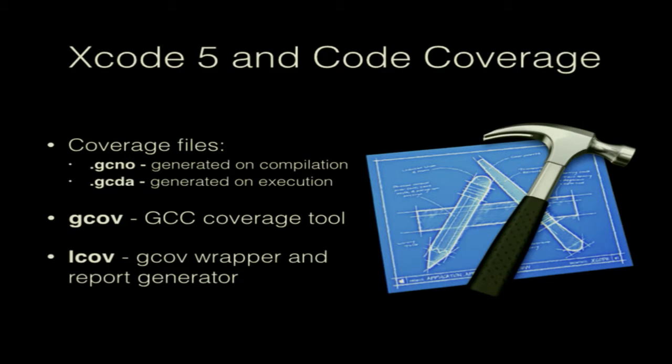And then finally, the last thing I use is something called LCov, which is a nice convenience wrapper around gcov and report generator. You can download it. I'll have the link on a later slide. I just install it through Homebrew, and it works pretty straightforward.